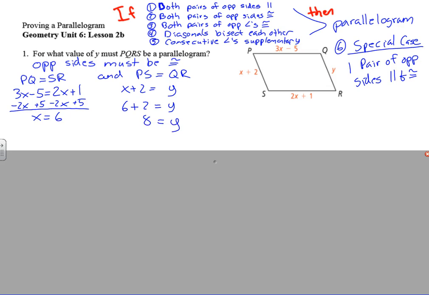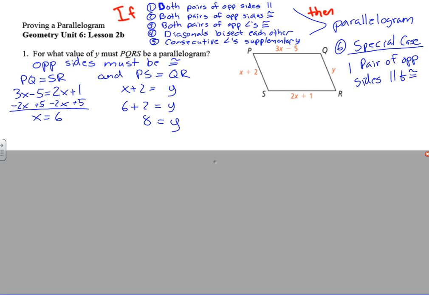this first question. For what value of x and y must PQRS be a parallelogram? Well, in order for that to be a parallelogram, opposite sides must be congruent. So that would look like PQ would equal SR and PS would equal QR. So if we take PQ, which is 3x minus 5, and we set it equal to 2x plus 1, we add 5 to both sides, we subtract 2x, we find that x equals 6.